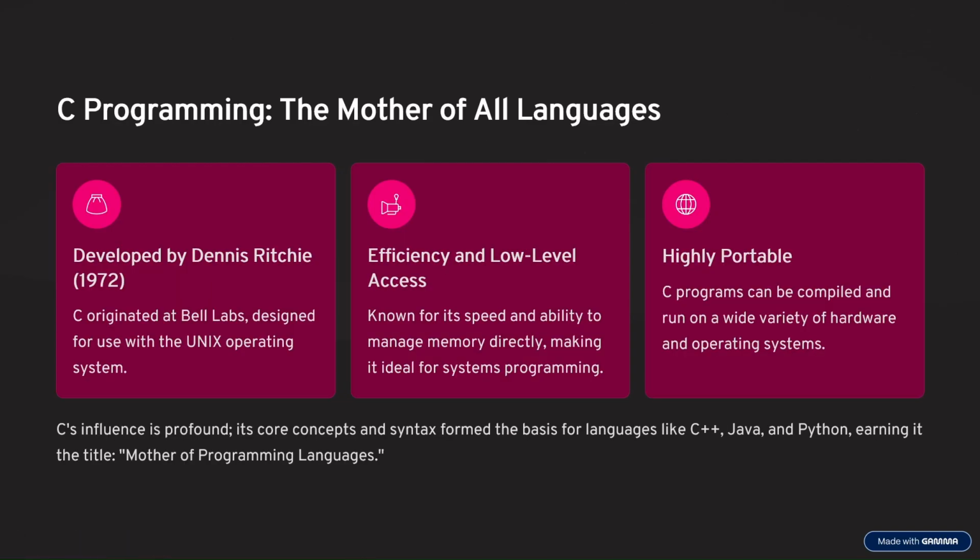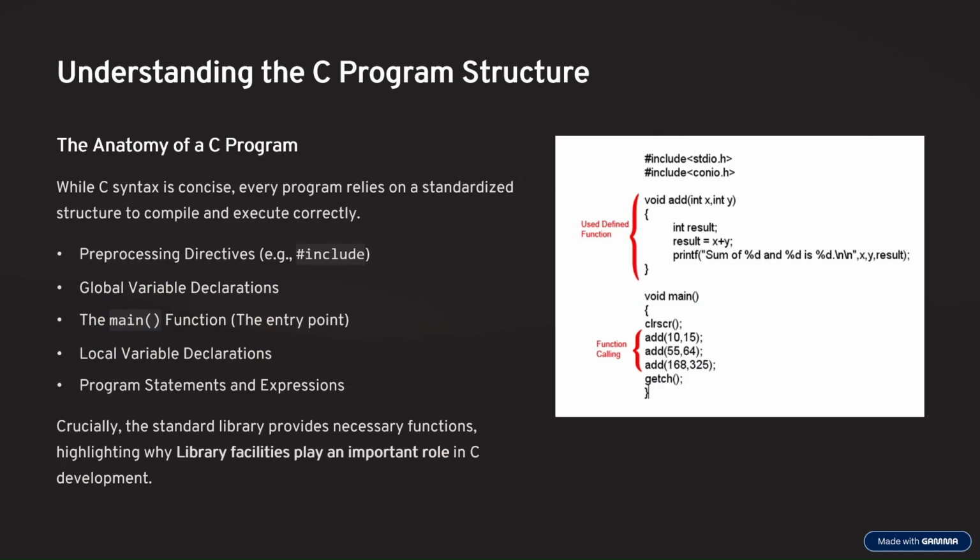Initially, we need a programming language. So here we have selected the C programming language. As we know, C is the mother of all programming languages, which was developed by Dennis Ritchie in 1972. C language is known for its efficiency and low-level access, and its core concepts and syntax formed the basis of other languages like C++, Java, and Python. That's why we can say C is the mother of programming languages.